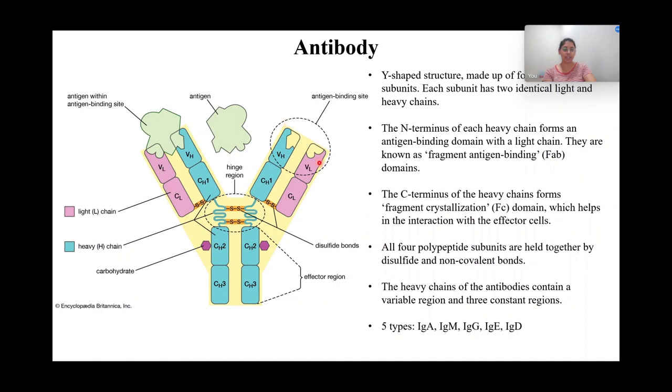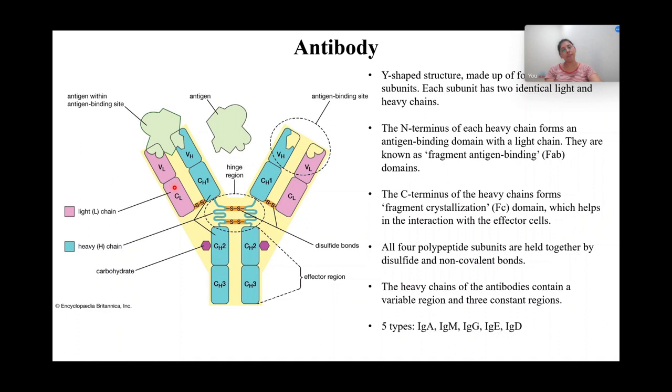Now, to understand the structure here, you see that there are two light chains and two heavy chains for each antibody. In the light chains, you have two parts. The N-terminal region has the VL. V means variable. So this is the variable portion of the light chain, and this is the conserved portion of the light chain. Similarly, here you have the variable portion and the conserved portion of the light chain. And here, this is the heavy chain.